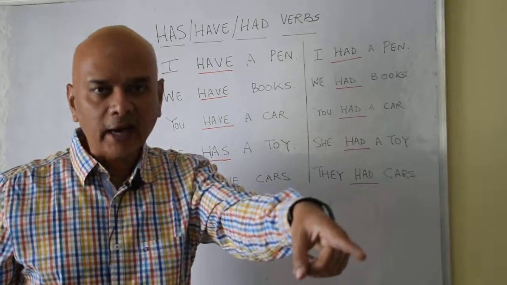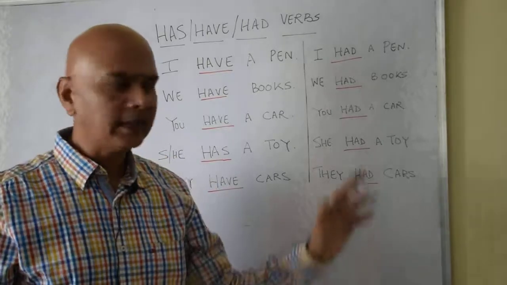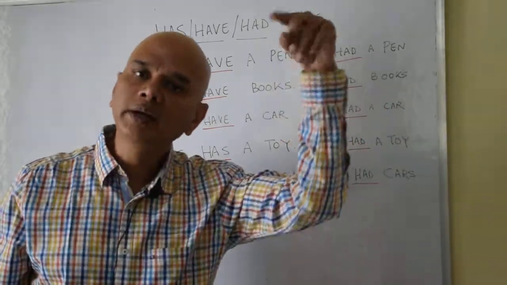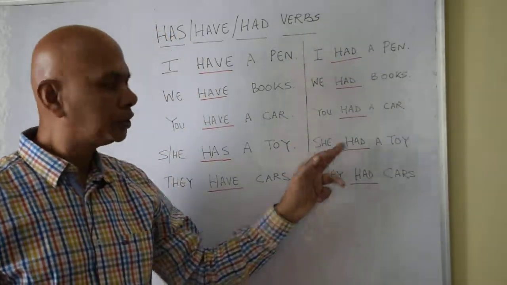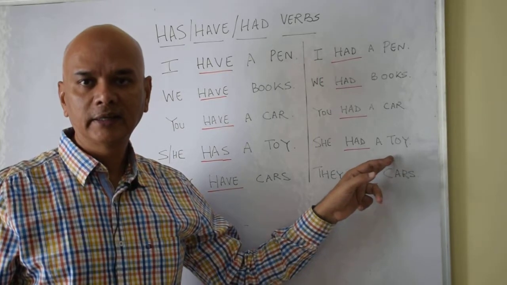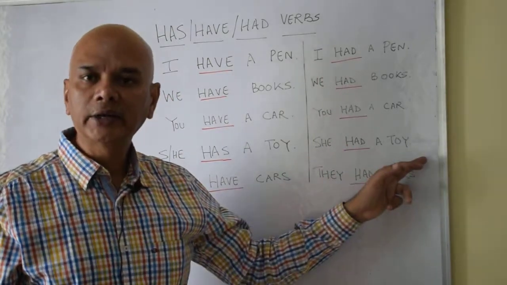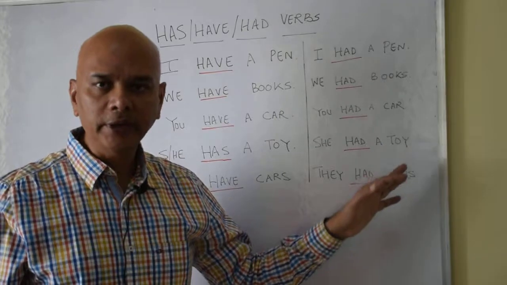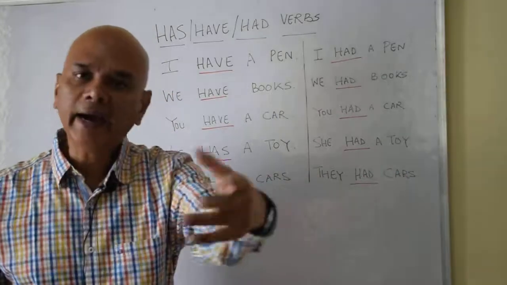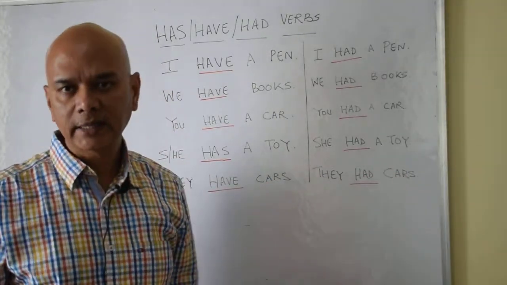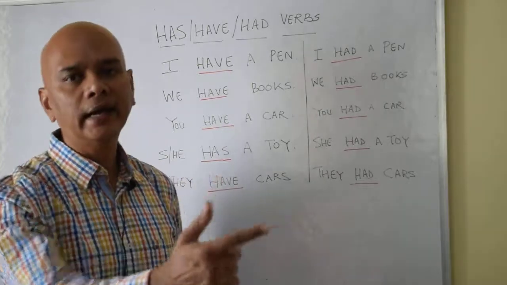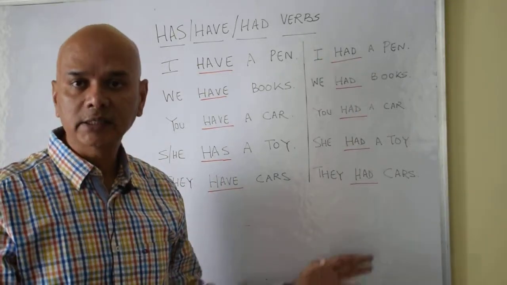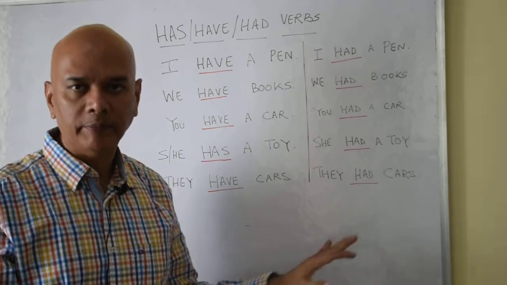You had a car. Now, the car is not there. So, you had a car 1 year back. She had a toy. He had a toy. They had cars. When they possessed it, they had cars. In the past tense, not now.